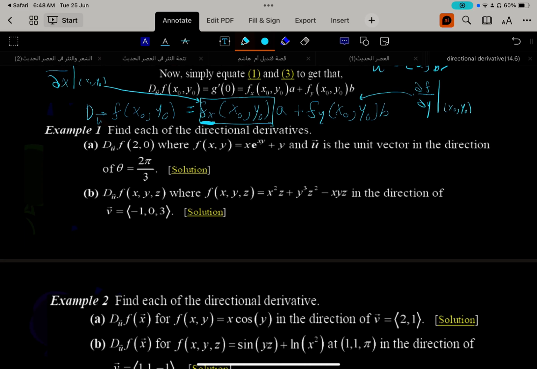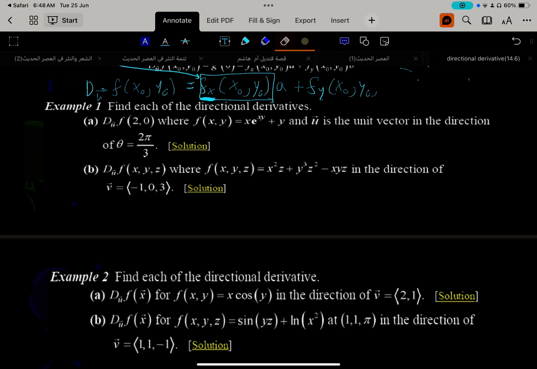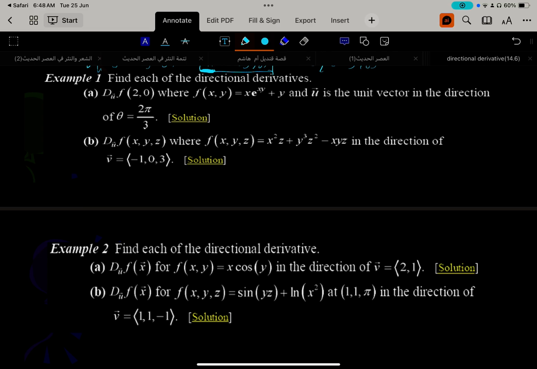You don't need to get very deep, and we can solve an example now. Maybe just the formula itself is enough. So maybe you can get some space to solve the first example.